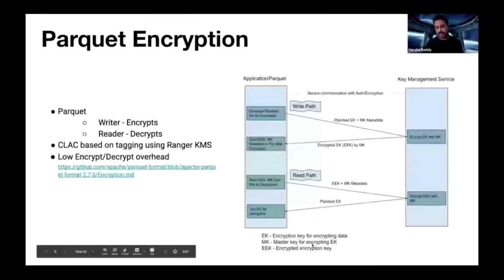So in the write path, a plain text encryption key is generated. That is passed to Ranger KMS, which is the key management service. The encryption key along with the master key metadata is passed. When I say master key metadata, it is nothing but the master key name or the identifier of the master key. It's not the key itself. Ranger KMS has the actual master key. So based on the identifier it gets and the key that it gets, it encrypts the encryption key with the master key, generates an encrypted encryption key, and sends it back to the application. And this encrypted encryption key is stored along with the data in the file.